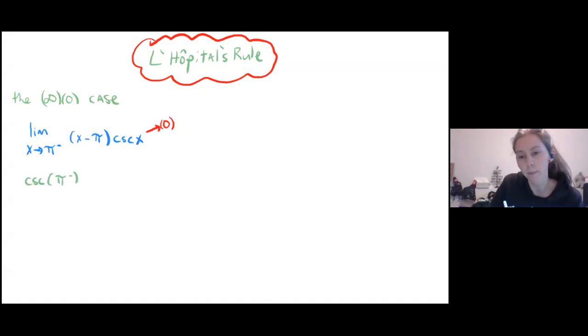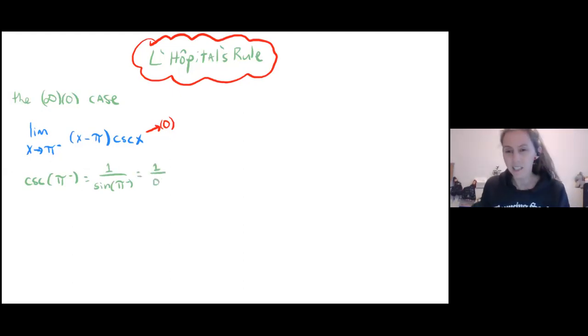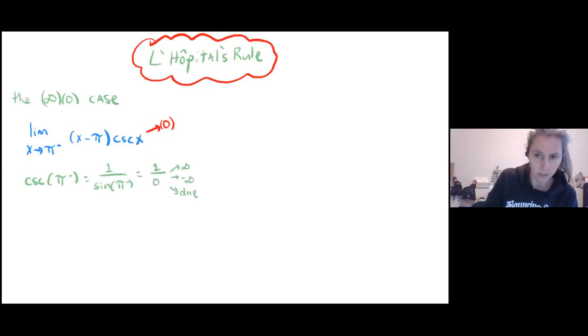And in this case, it's probably going to be a good idea to use our reciprocal identities to think of this in terms of 1 over sine of pi from the left. Now we know that sine of pi is 0, so this is like 1 over 0, which means that it's going to be either infinity, negative infinity, or does not exist. Either way, it's giving me that infinity, so we can think of it as infinity right here.